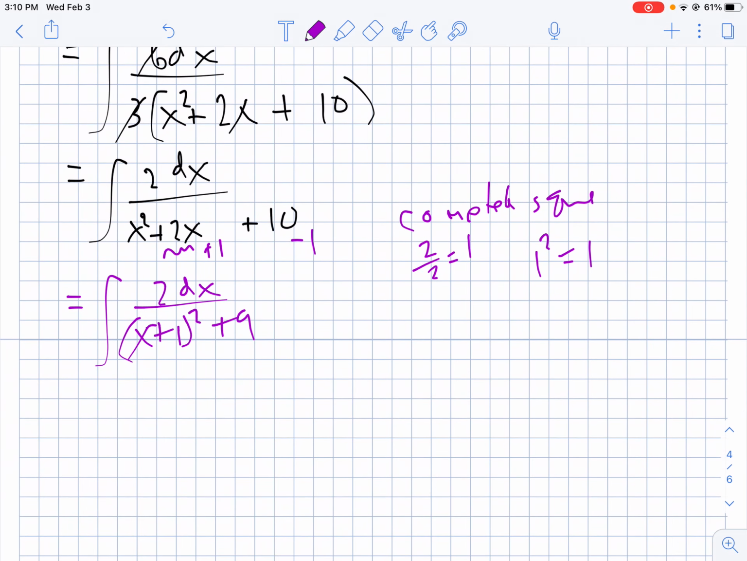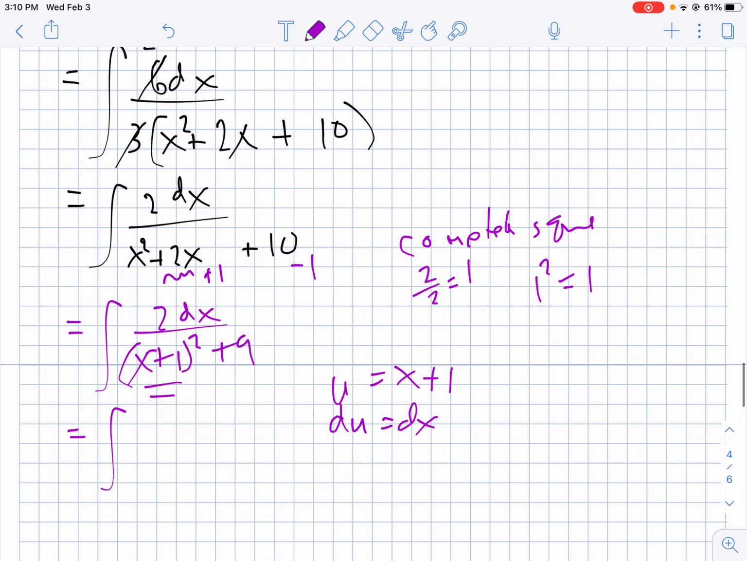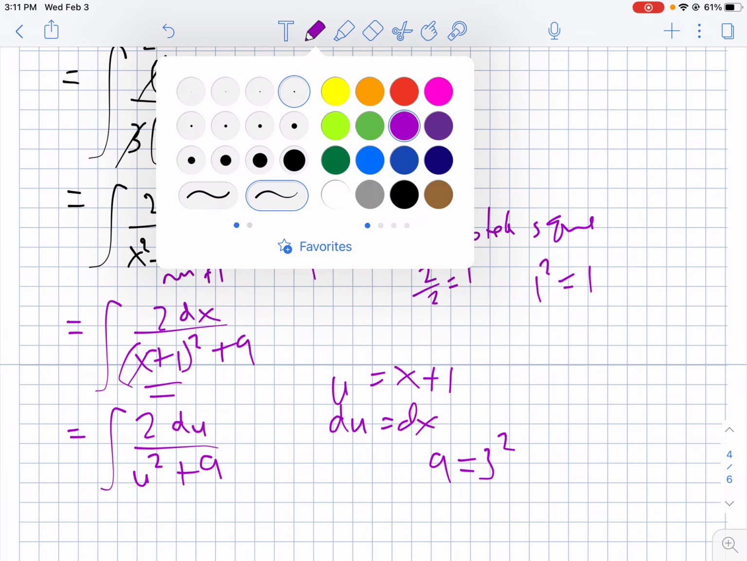And again, this has worked out very nicely, right? My u is x plus 1, and remember, the u is just whatever is being squared. My du is dx. So this becomes the integral of 2 du over u squared plus 9. Of course, 9 is 3 squared, so we can use that pattern we derived earlier.